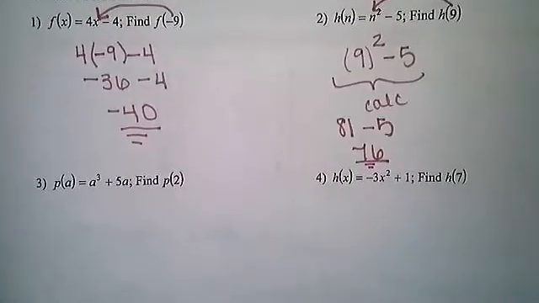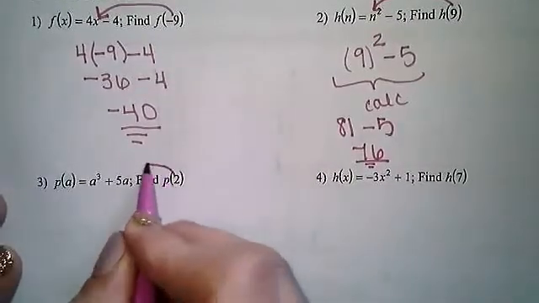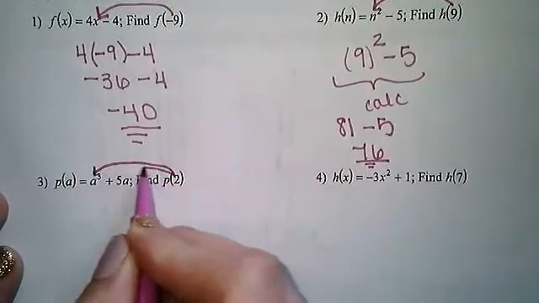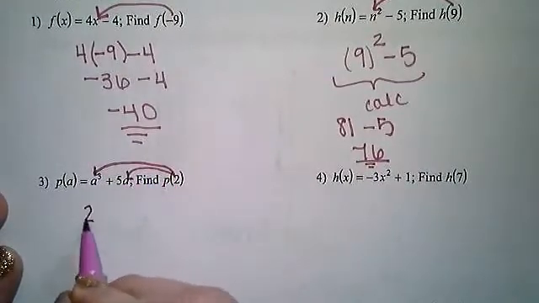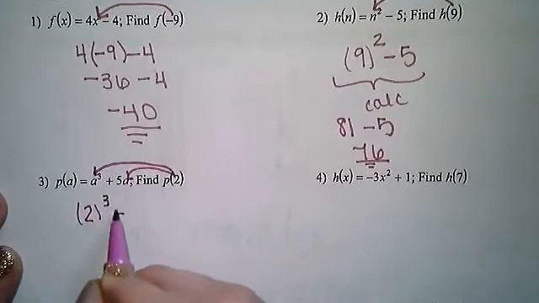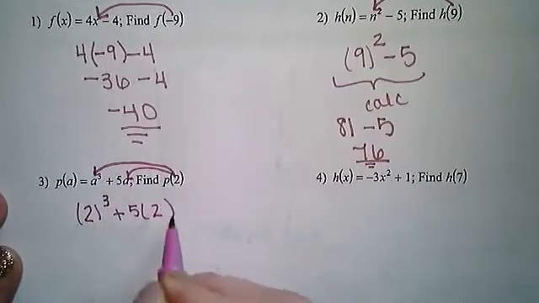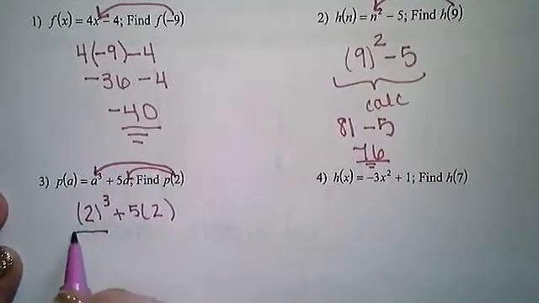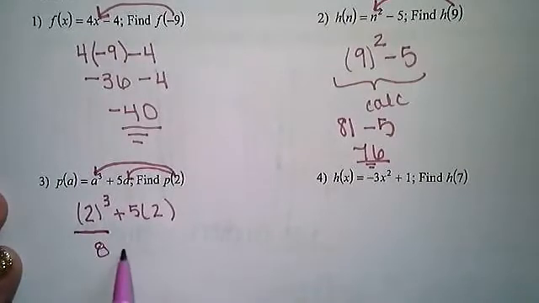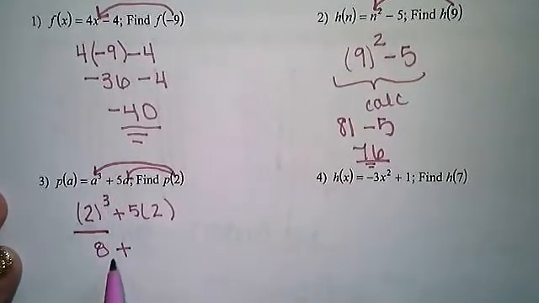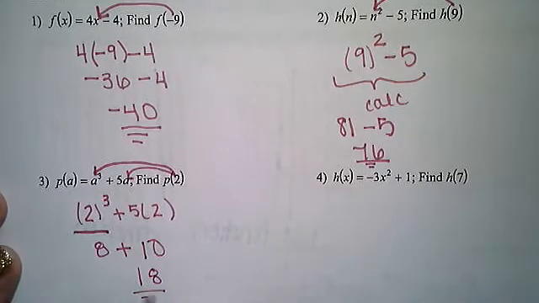So we're really just making sure we plug our number in. Sometimes you have to plug it in more than once. So in this case, it's 2 to the 3rd plus 5 times 2. 2 to the 3rd power is 8, because 2 times 2 times 2 is 4, and 4 times 2 is 8. 5 times 2 is 10. This one would turn out to be 18.